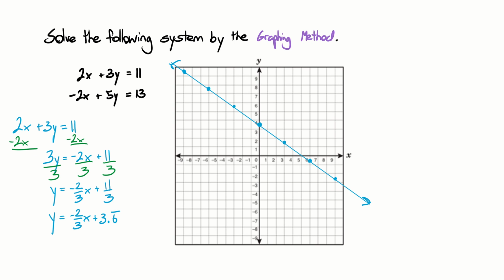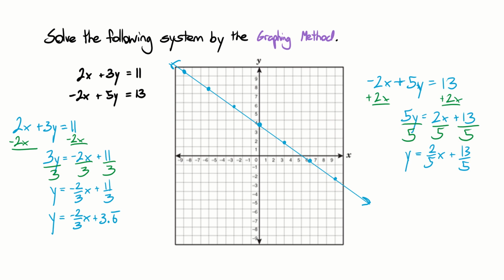All right, so now what we have to do is take the other equation, which is also not in slope-intercept form, negative 2x plus 5y is equal to 13, and I have to make it into slope-intercept form. I have to isolate y. All right, I'm going to go ahead and do that right now.